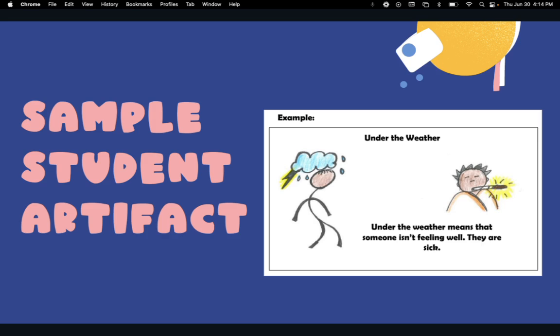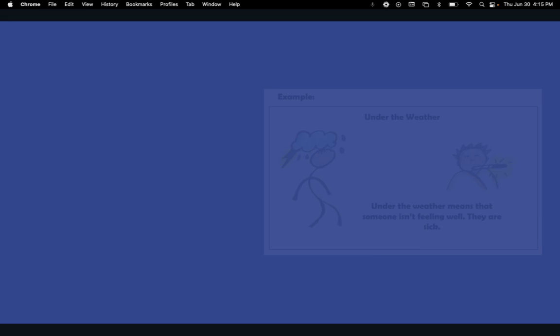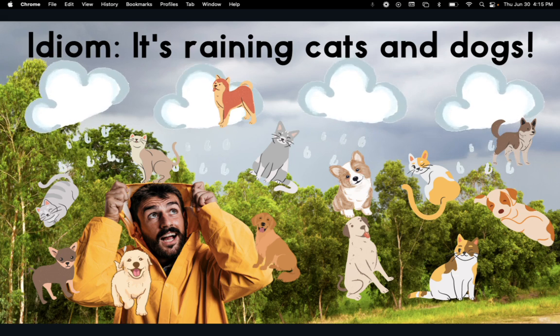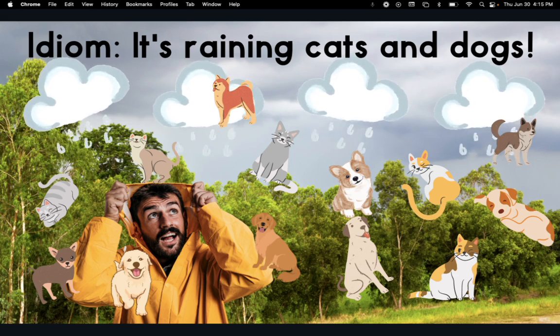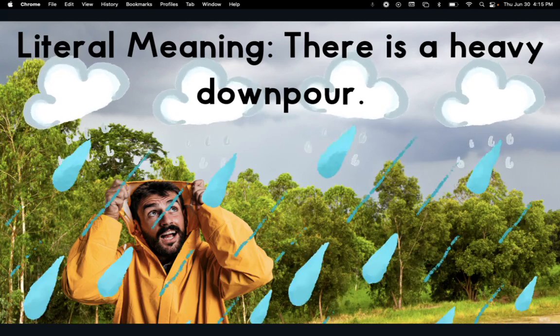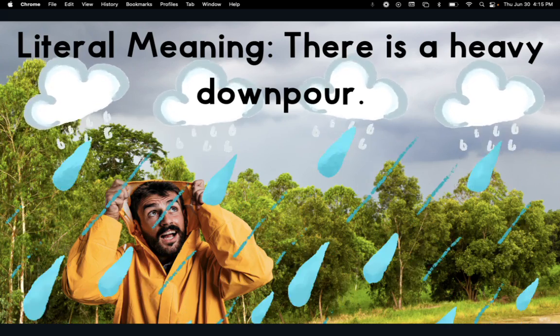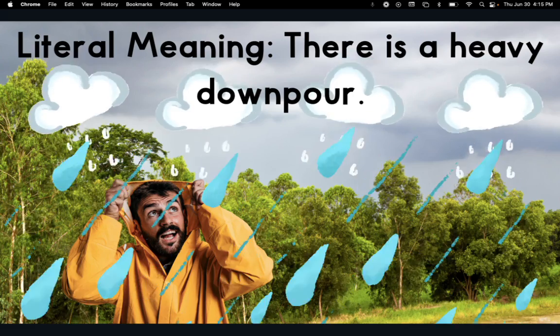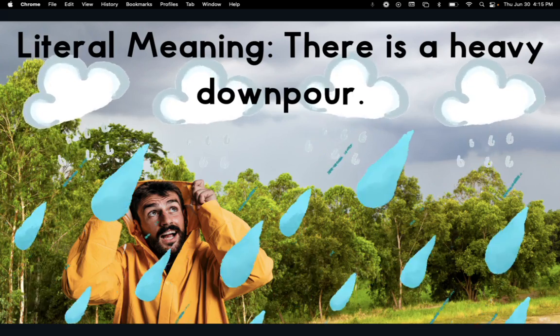We do also have another example for students who feel more comfortable using technology and might not enjoy drawing or coloring. They might not feel as artistic and feel like they can express themselves better digitally. They have the option of creating the same assignment on Canva. So the idiom is it's raining cats and dogs, and the literal meaning is that there's a heavy downpour. So it shows the difference between the figurative and the literal meaning within the examples.